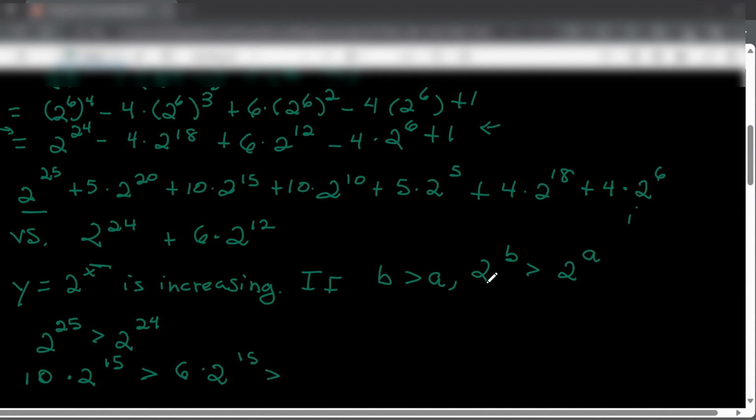And applying what was just stated about y equals 2 to the x being an increasing function, that is greater than 6 times 2 to the 12th. Everything else that we have that I have not underlined in this portion here is something positive. So already I've shown 2 of the terms in the first one, their sum being greater than the sum of the 2 terms that I have in the second one. And I'm just adding on larger positive numbers to that.